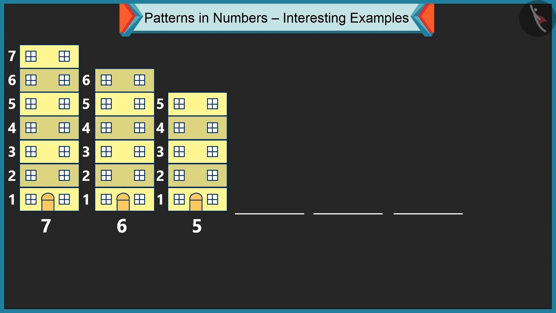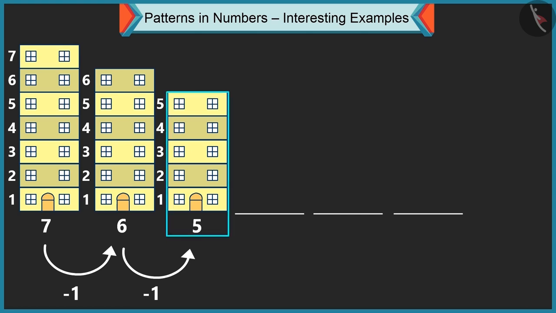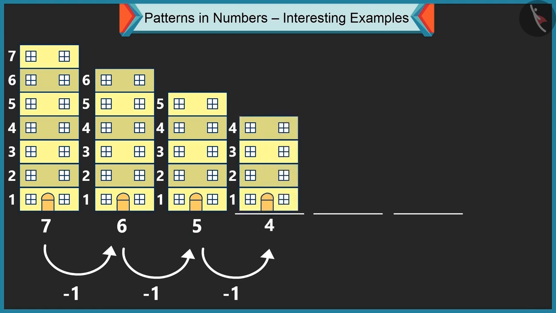Okay, now let's continue and complete the pattern. This is easy, sir. In this pattern, we reduce one floor each time and proceed with the pattern, right? Yes, Pinky, rightly said. Following this pattern and moving to the next step, we deduct 1 from 5, we get a 4-story building. Well done, Pinky.